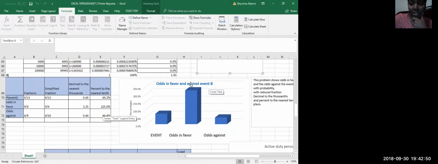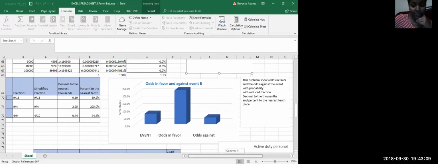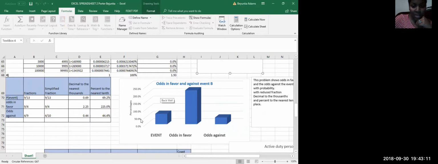I just went off of the sheet to name this: the event, the odds in favor, and the odds against. So this problem shows the odds in favor and the odds against the event with the reduced fraction, the decimal to the thousandths, and the percent to the nearest tenth place. I labeled all that, and I used this chart, the 3D chart.